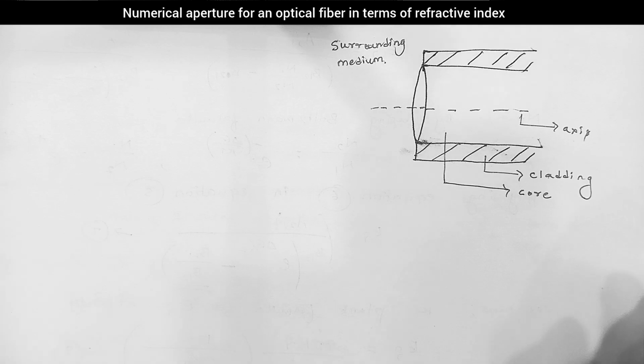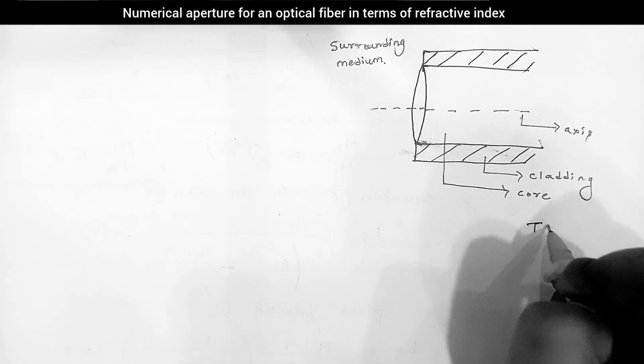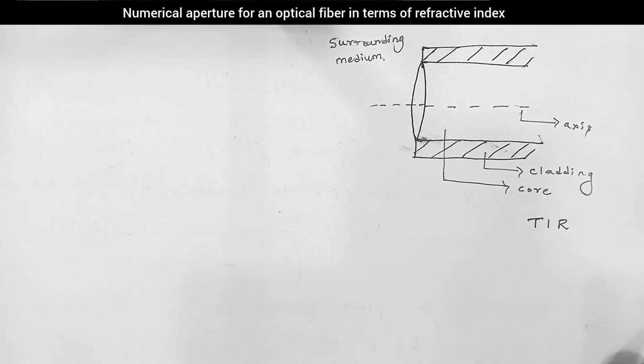In today's session, we're going to be deriving an expression for numerical aperture for a given optical fiber in terms of refractive index. So what do you mean by optical fiber? Optical fiber is a device which will be transferring the information in the form of light. On what principle will it be transferring? It will be transferring on the phenomenon of total internal reflection.